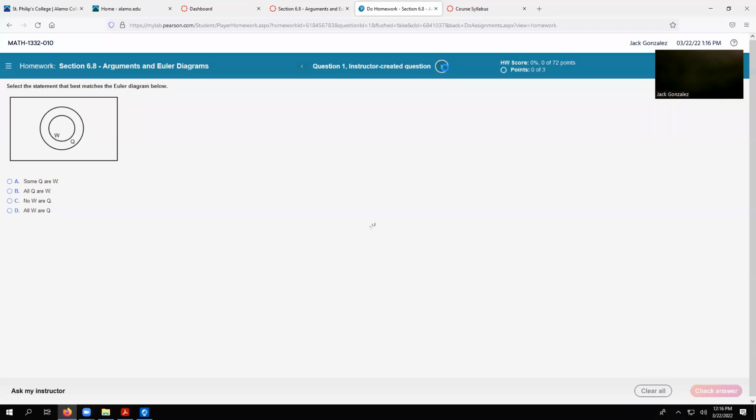So let's keep looking at this homework before we get to that. So here's another one. W and Q are completely separate. This is called mutually exclusive. They are separate. It's only if they're connected or overlapping each other that they have some or all. Exactly. Some Q or some W if they overlap.